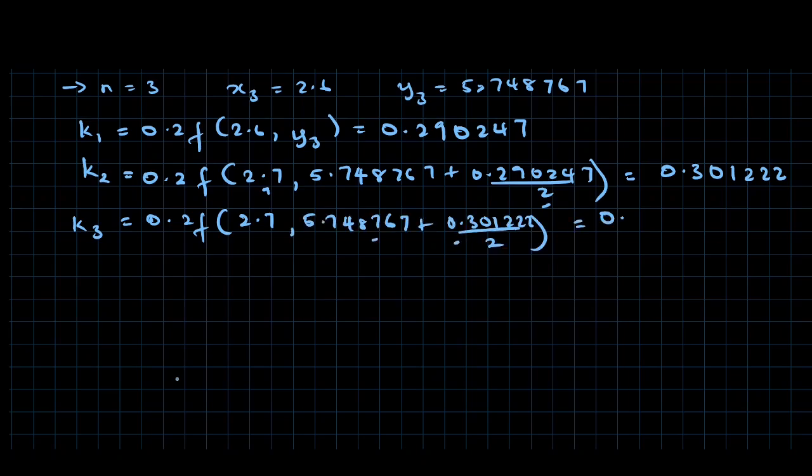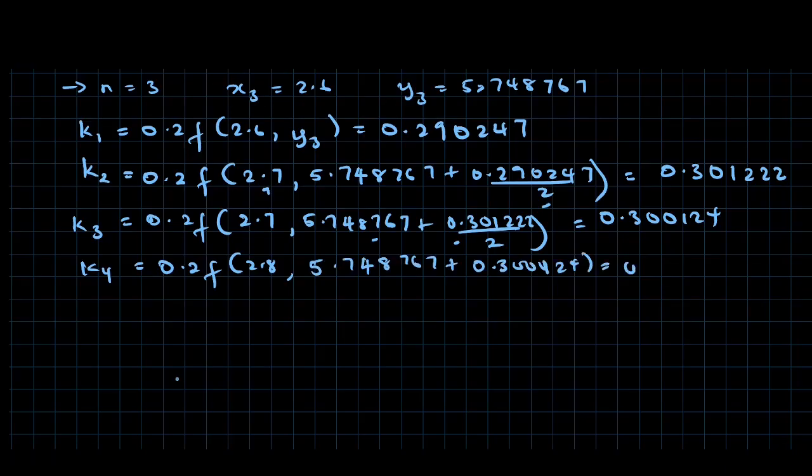Then for k3, we're going to have 0.2 f(2.7, ...), same as I got this, and this is y3 plus k2/2 to give you 0.300124. And then lastly for k4, this will be 0.2 f(2.8, ...), which is simply x3 plus h, then y3 plus k3, which is simply going to give you 0.310222. Now for y4, you're going to have the answer 6.049294.